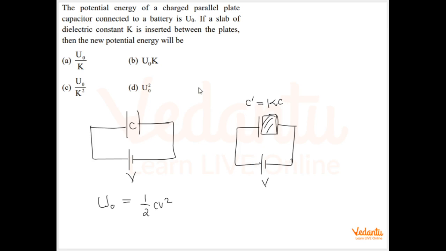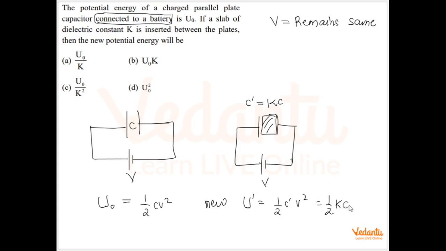Now in this case beta, remember that whenever a battery is connected and we insert a dielectric slab, then the potential remains constant and the charge changes. So beta, what will be the new potential energy? The new potential energy will be half into C dash into V square. That will be half K C V square. That can just be written as K times half CV square. That will just be K times U naught. So option B will be the correct answer.